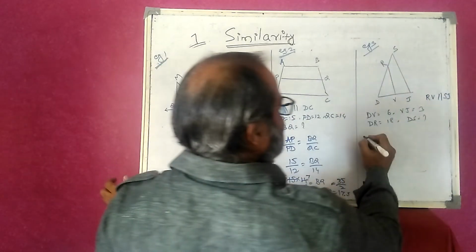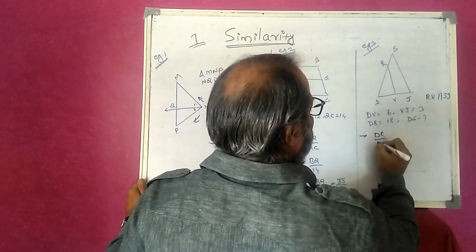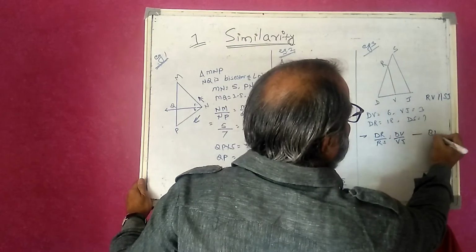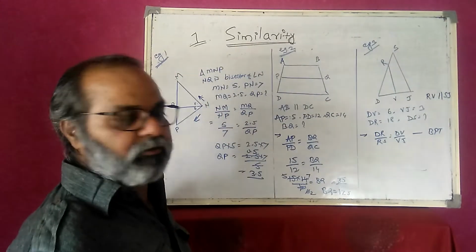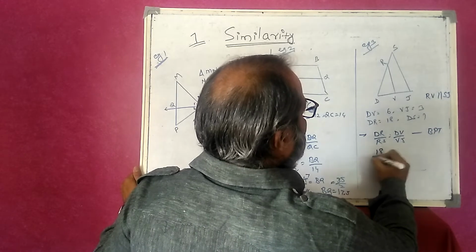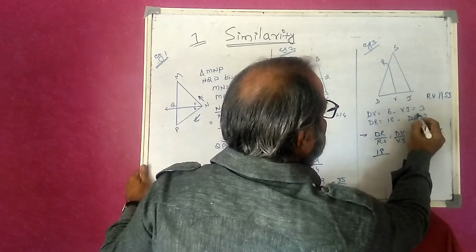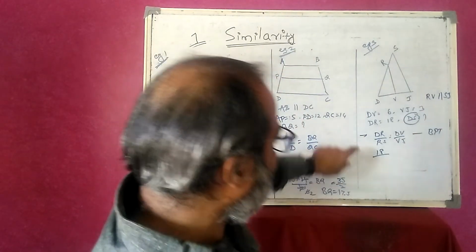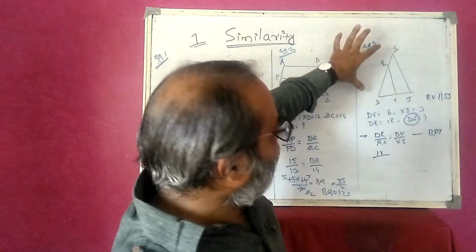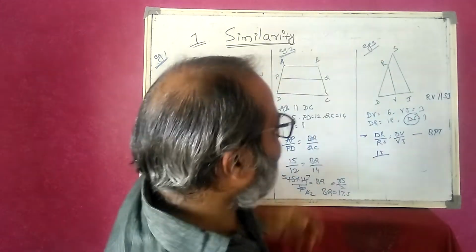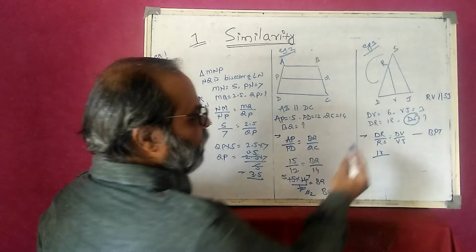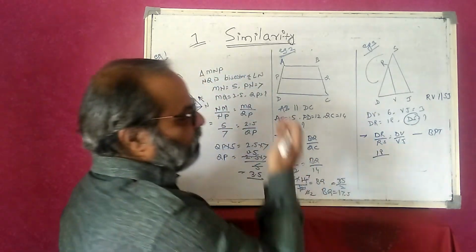So what does the BPT say? DR upon RS is equal to DV upon VJ. So this is by BPT. Now I just put in the values. DR is 18. RS, we just find the DS. There is no DS in the equation of BPT, but when you concentrate on the figure, DS is the addition of DR and RS. So we know DR. So by finding RS, you get DS.